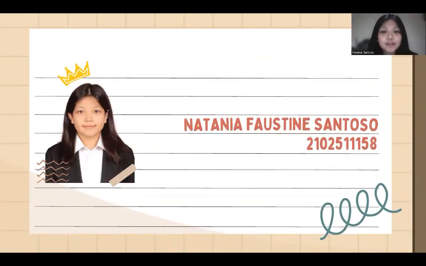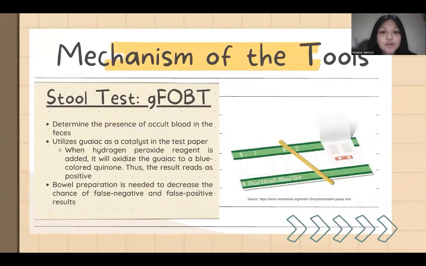My name is Nathania Faustin, and I will explain about the mechanism of colorectal cancer screening. Every colorectal cancer screening has its own mechanism. First, gFOBT or guaiac-based fecal occult blood test. This test determines the presence of occult blood in the feces.